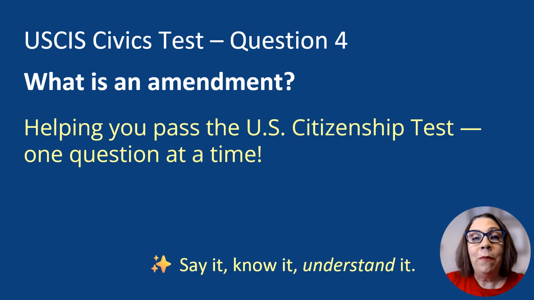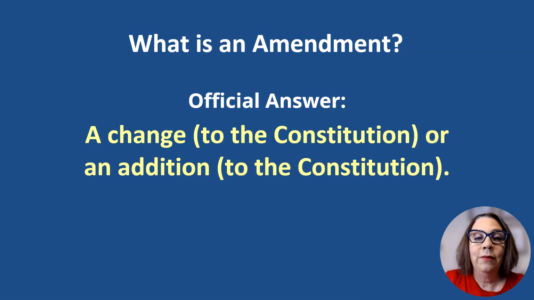So you may want to grab a pen and pencil or open up your notes app, because today we're going over question 4, which is what is an amendment? All right, so question 4 asks, what is an amendment? And the official answer is, an amendment is a change or an addition to the U.S. Constitution. The original Constitution had 7 articles, and as changes happened over time, it was amended or changed.